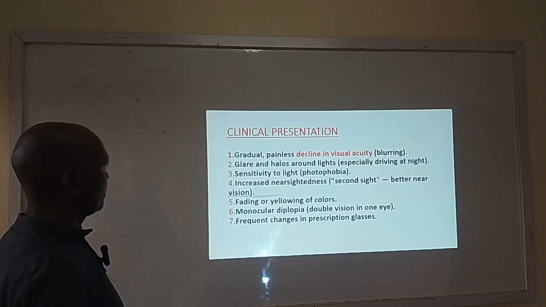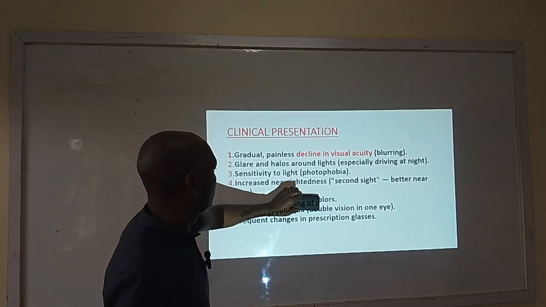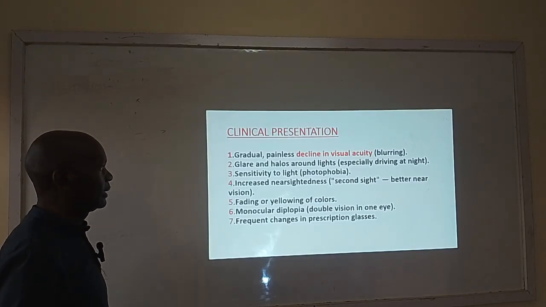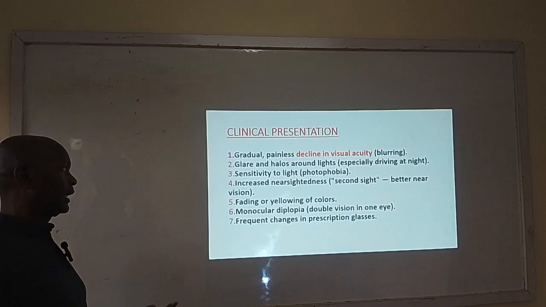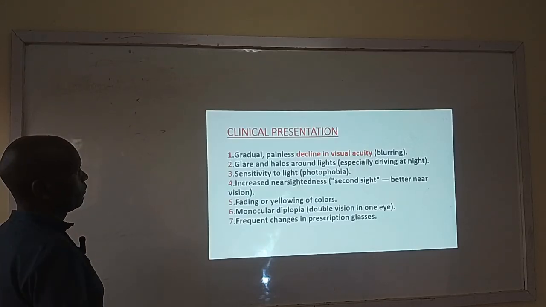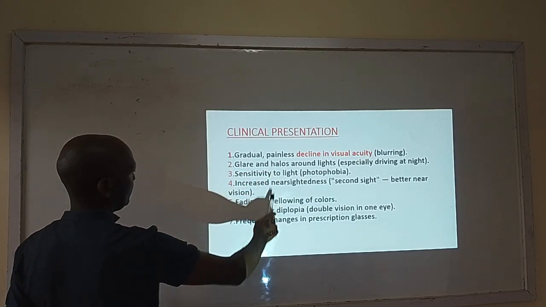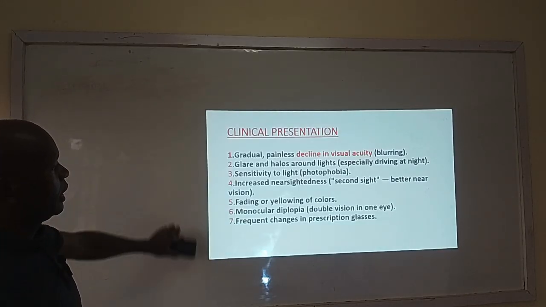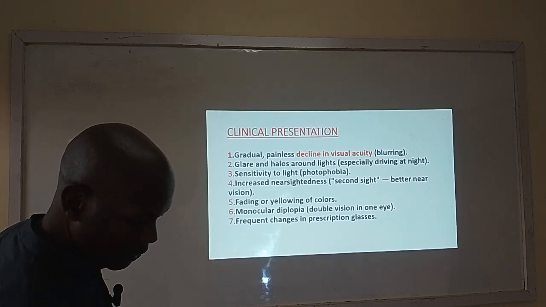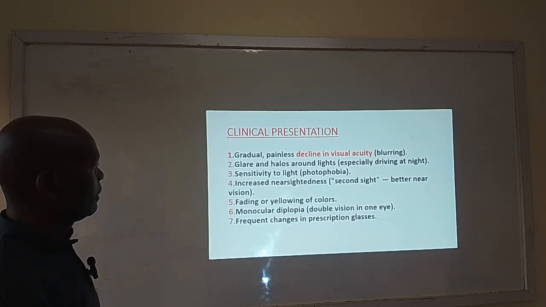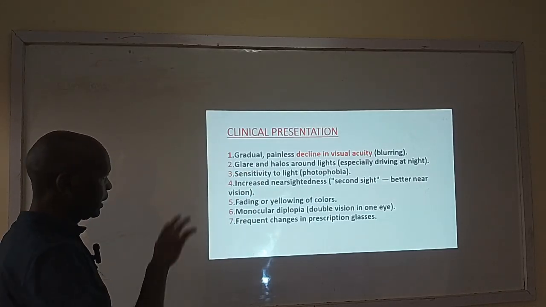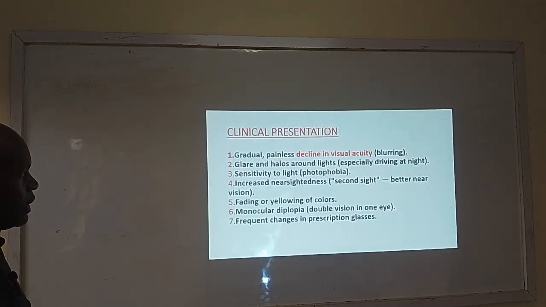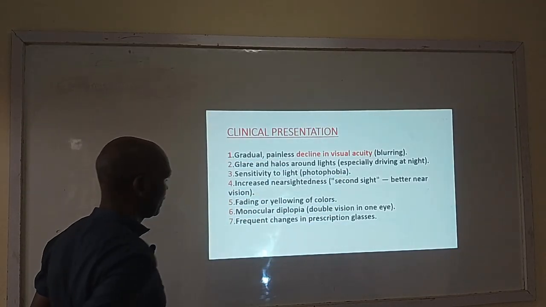So how do these people present? How does a patient with cataract present? There is sometimes a gradual painless decline in visual acuity, then glare and halos around lights. This affects drivers mostly. They are not able to tolerate bright light from oncoming vehicles. They see, for example, halos, some sort of rings around the light. So that's what we call flares and halos around lights, especially when you're driving at night.